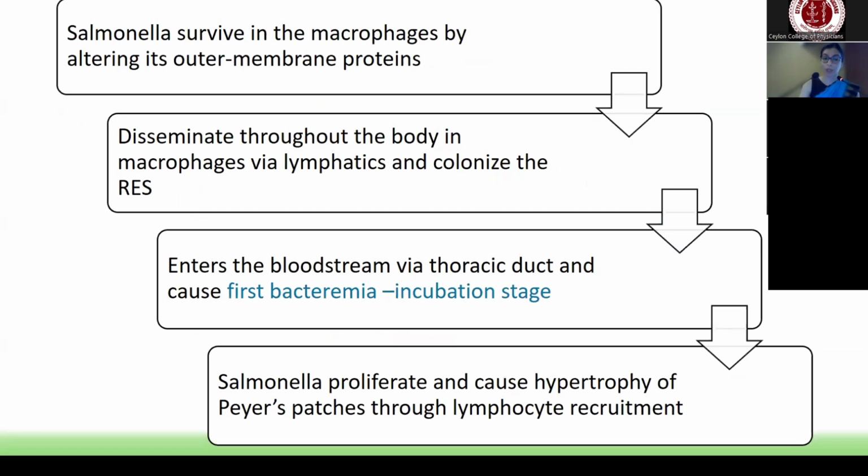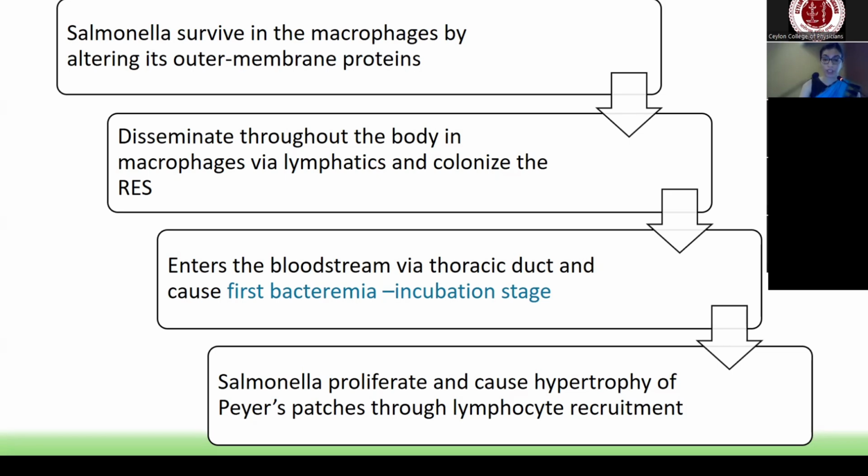Salmonella survive in the macrophage by altering their outer membrane proteins, and then they disseminate throughout the body in macrophages via lymphatics and colonize the reticuloendothelial system, which is the liver, spleen, lymph nodes, and bone marrow. They enter the bloodstream via the thoracic duct and cause the first bacteremia during the incubation period.